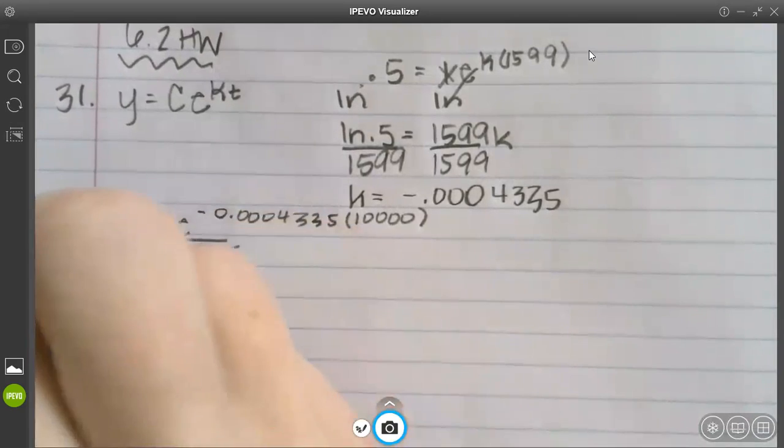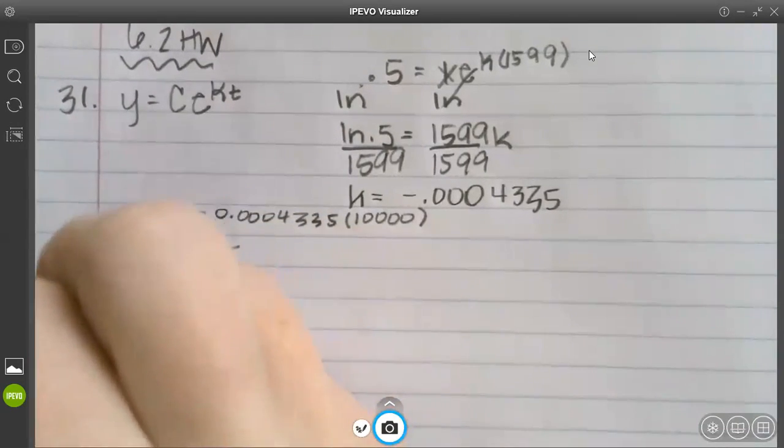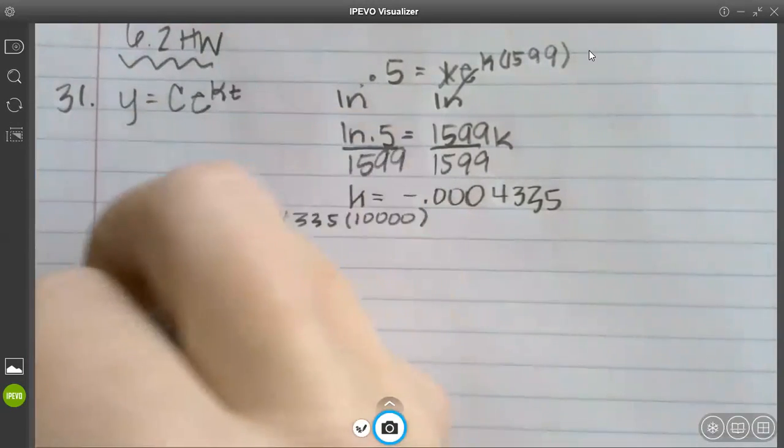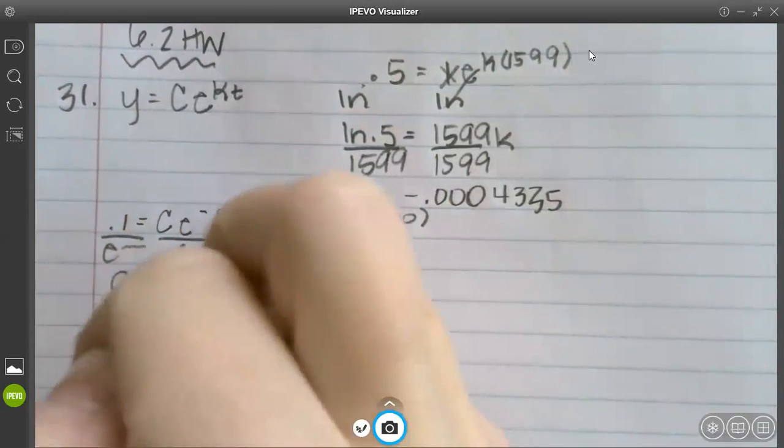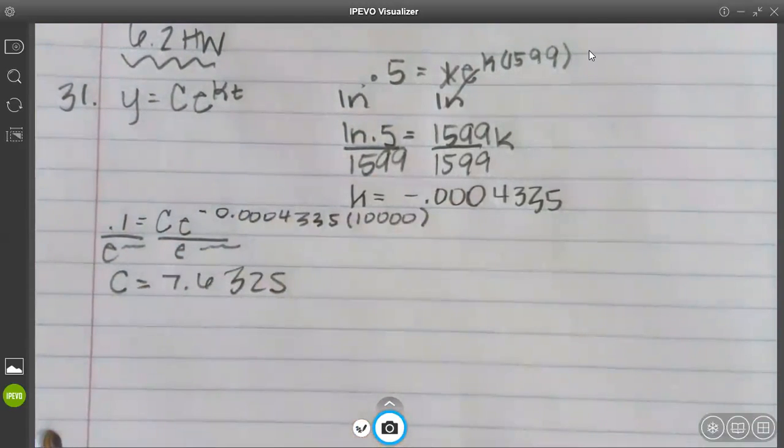Divided by that e to the whatever, and you get that c equals 7.6325. Very good. So if they don't give you an initial, but they talk about half-life, then that's what you're gonna do.